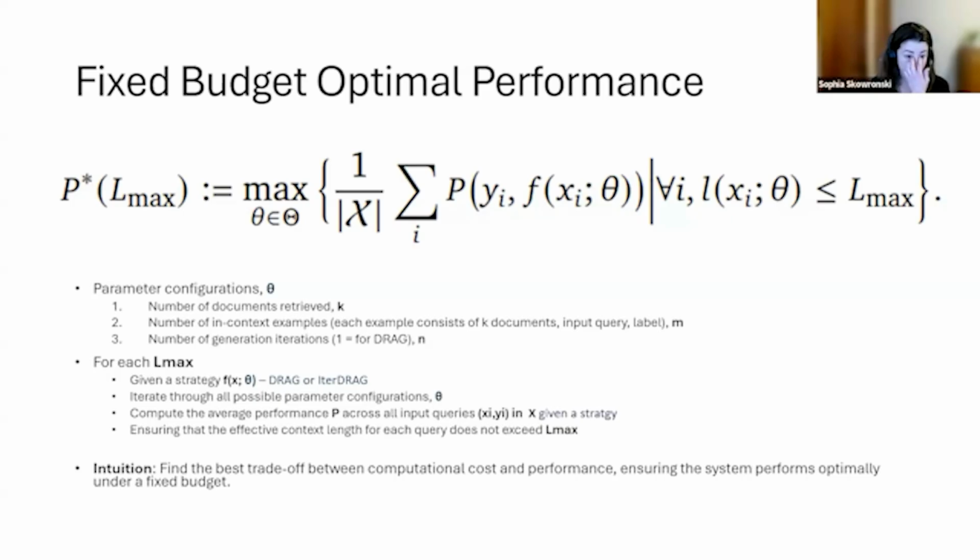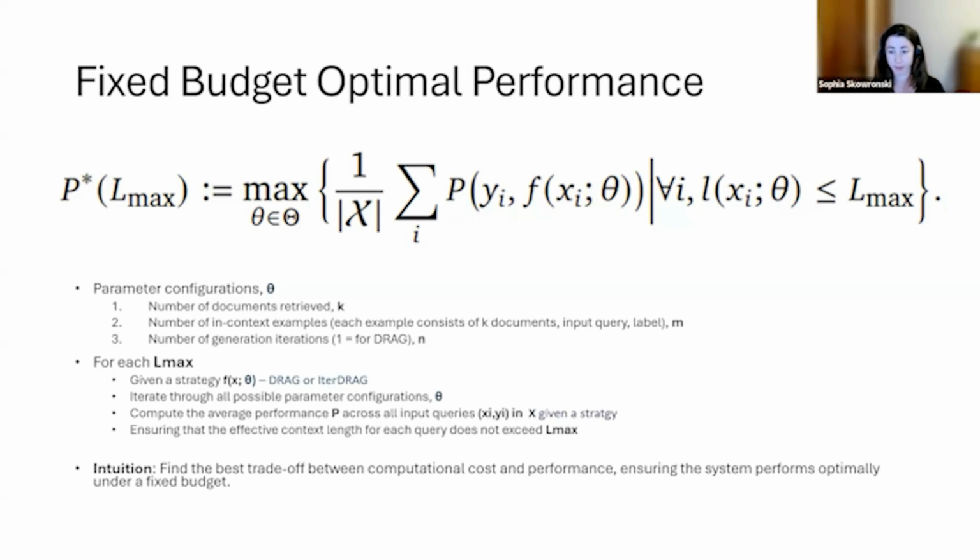I first just wanted to start with this equation that they had at the beginning of the section. Again, it's their approach for generating these optimal parameters. This is all about starting with a maximum context length, LMAX, and we want to figure out the best way to allocate that budget given different parameter configurations.